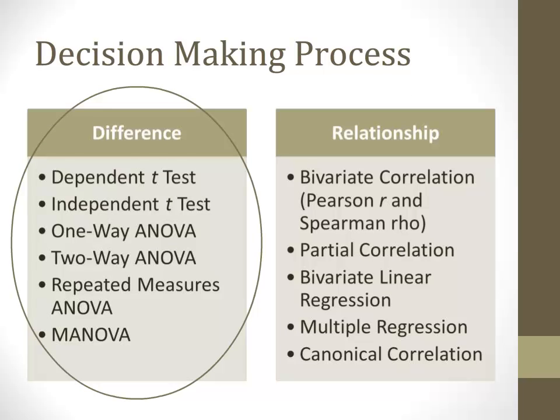Since we've determined that we are testing a hypothesis of difference, we can rule out procedures associated with testing hypotheses of relationship or association. So we can rule those out, and so now we know we're looking at procedures which test the difference. So here's a list of procedures that test hypotheses of difference. You can see we could potentially be doing a dependent t-test, an independent t-test, some type of ANOVA or MANOVA.